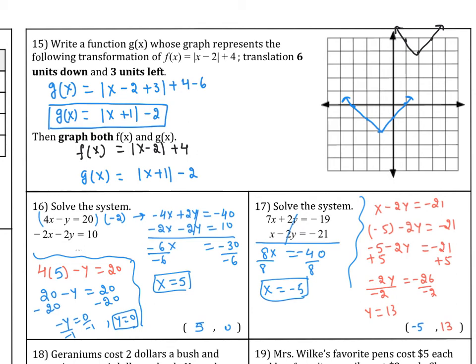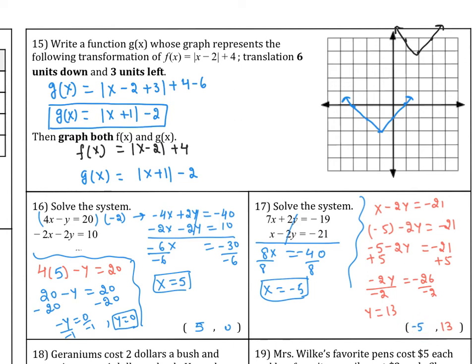For number 17, the 2y and negative 2y are already same and opposite. You just add them. You get 7x plus 1x is 8x. Divide with 8 on both sides. You get 40 divided by 8, which is negative 5.